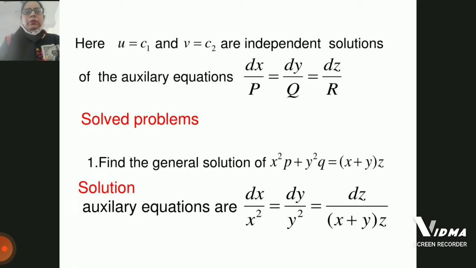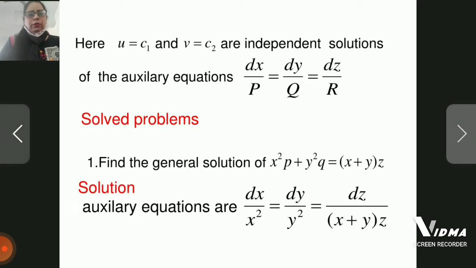Now u is equal to C1 and v is equal to C2 are the independent solutions of the auxiliary equations dx upon capital P is equal to dy upon capital Q is equal to dz upon capital R.